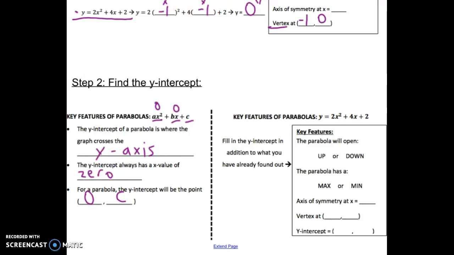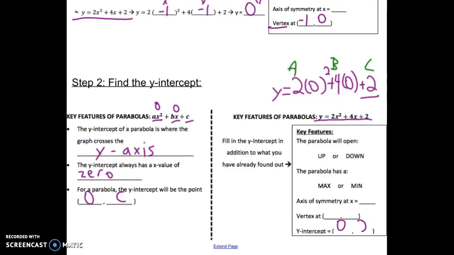So for this particular quadratic function in question, I would do y equals 2 times 0 squared plus 4 times 0 plus 2. And 0 squared is 0, 2 times 0 is 0, 4 times 0 is 0, so they both are 0. So I'm left with my c term. Remember, this is a, this is b, and this is c. So I'm left with my c term of 2. So my y-intercept is 0, 2. Vertex at -1, 0.